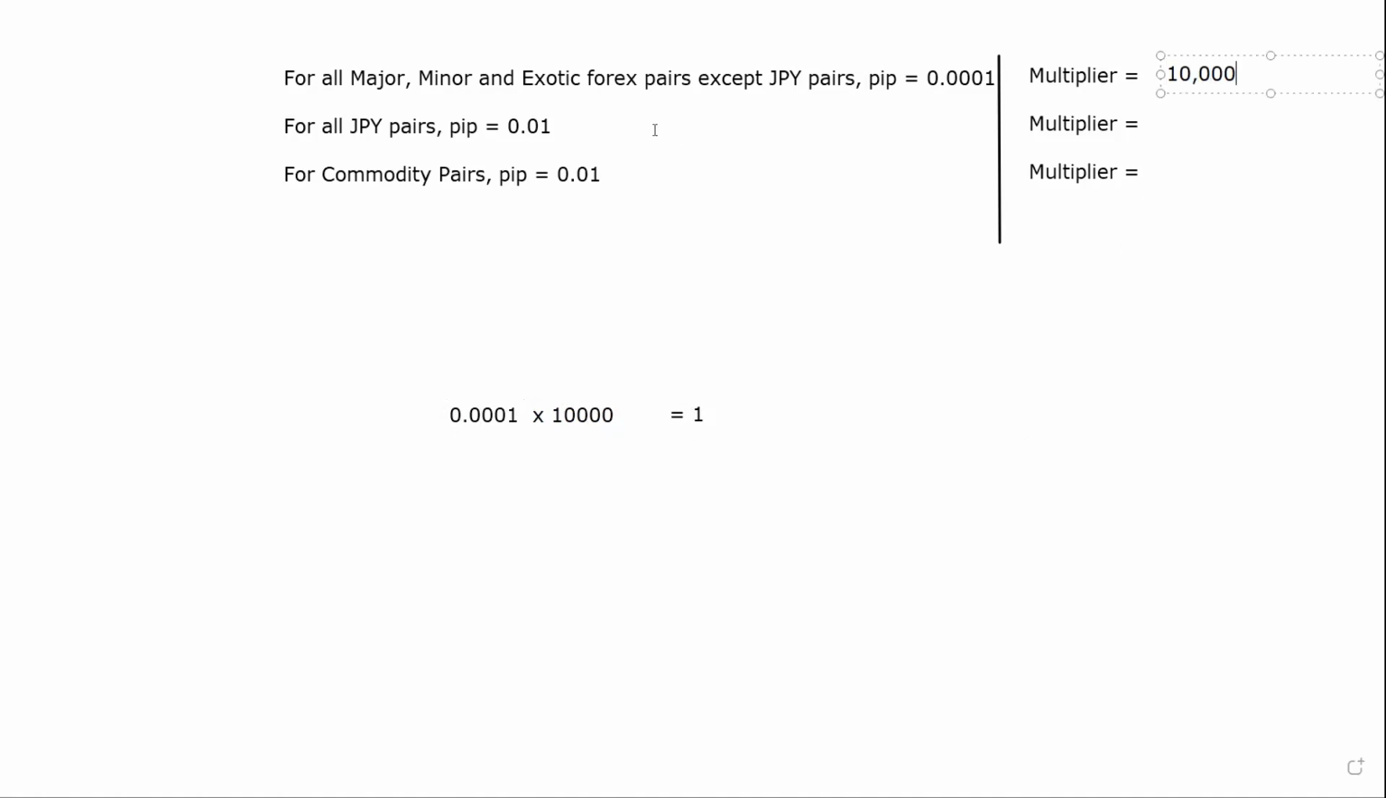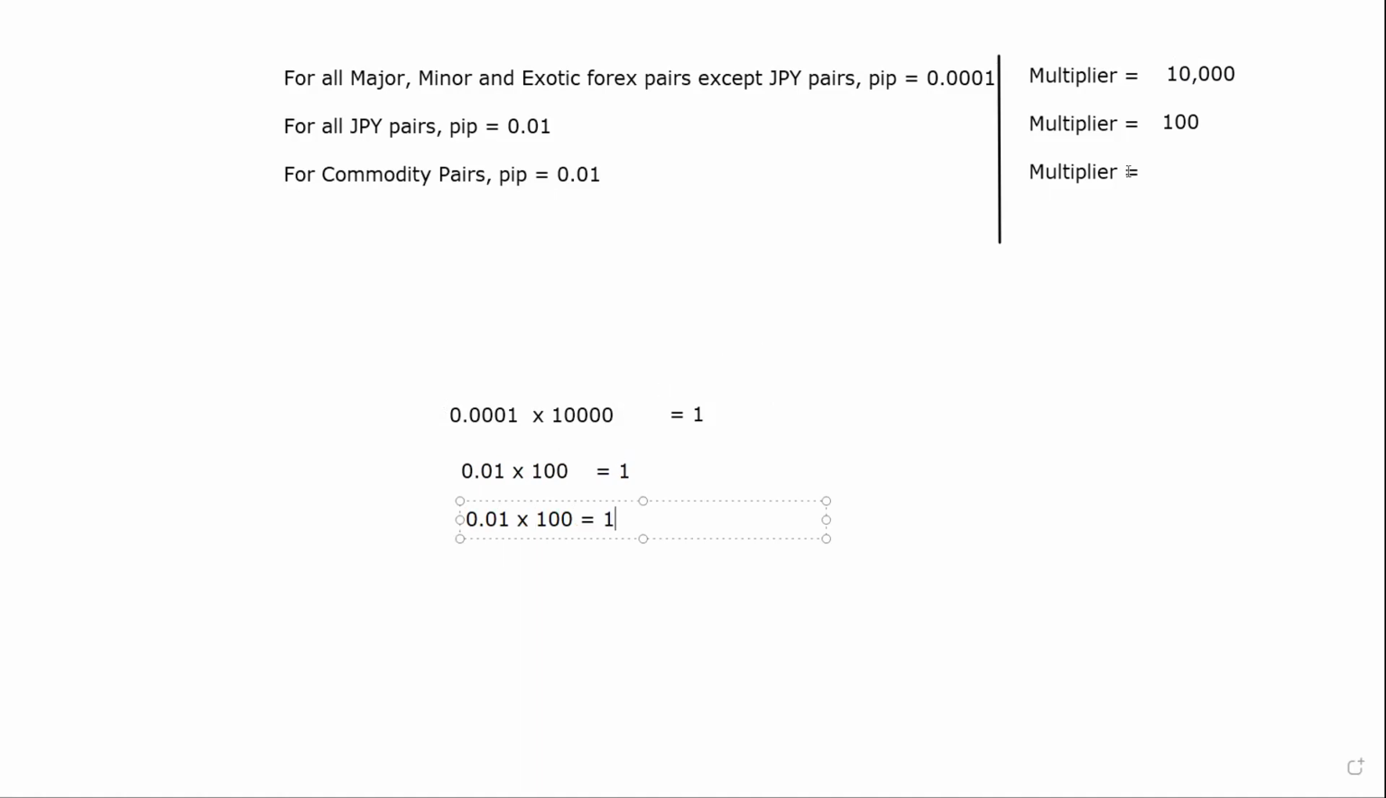How about the multiplier here? I need to transform 0.01 to 1. What should I multiply to make it 1? I'm gonna write down the multiplier. I'm gonna multiply it by 100 and it will transform to 1. So the multiplier here would be 100. For commodity pairs, the multiplier would also be 100. Why? Because 0.01 multiplied by 100 equals 1.